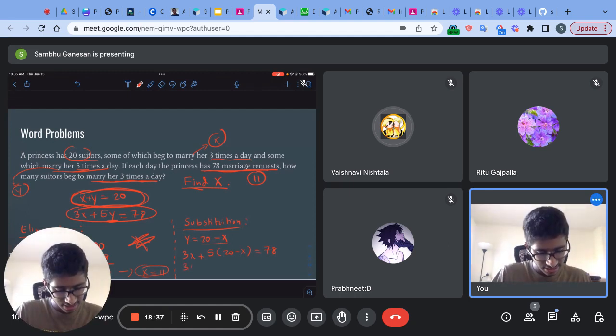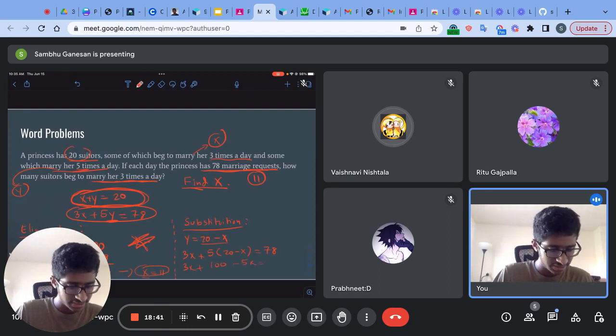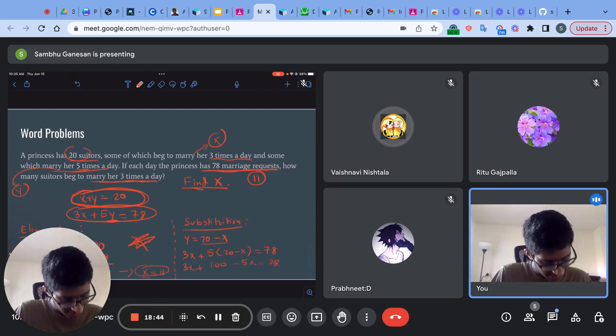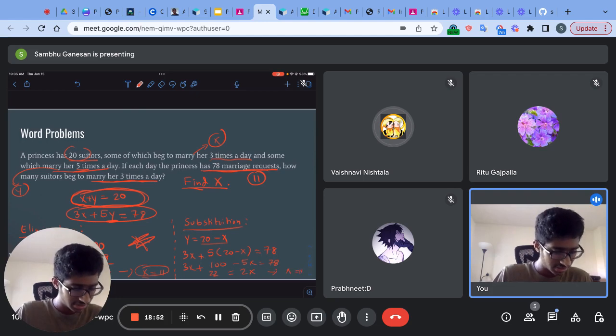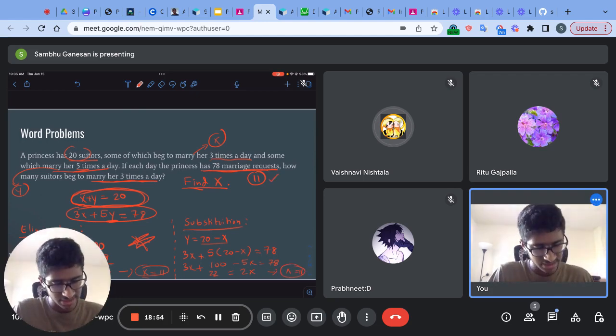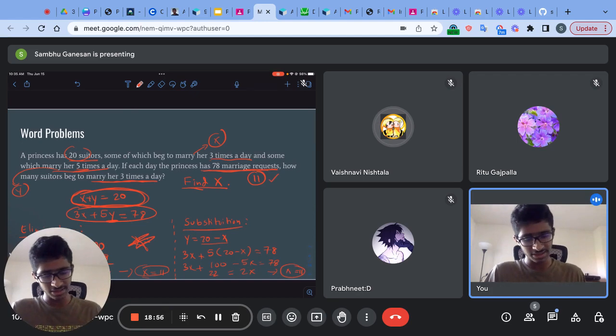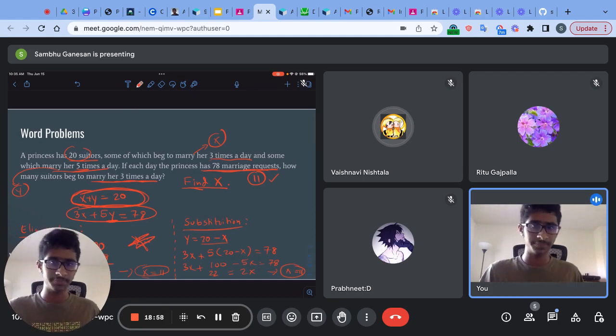It's just 3x plus 100 minus 5x equal to 78. And subtracting 78, you get 22 on this side. And then you can add back in 2x to both sides, and you get 2x. And similarly, x equals 11 again. And so that matches. And just for the practice, we can also do the cross method because people may find it easier.